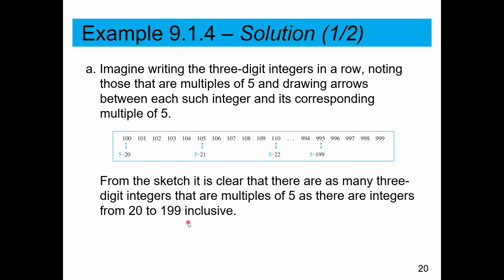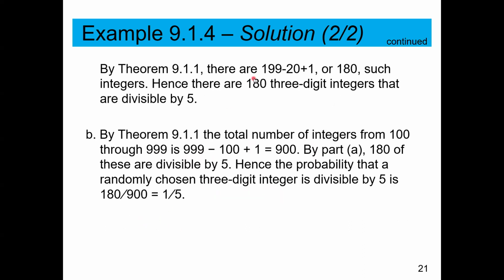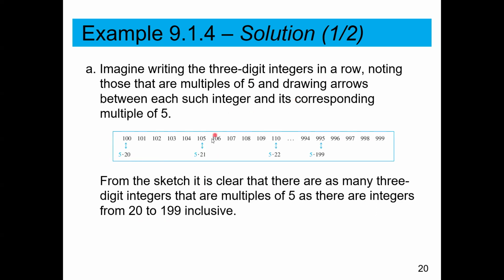Okay, can you pause the video and figure out that answer? All right, so hopefully you did do that. And again, this is just going to be 199 minus 20 plus 1, or 180. So there's 180 numbers from 100 to 999 that were divisible by 5. And that is a really, really cool and powerful thing.